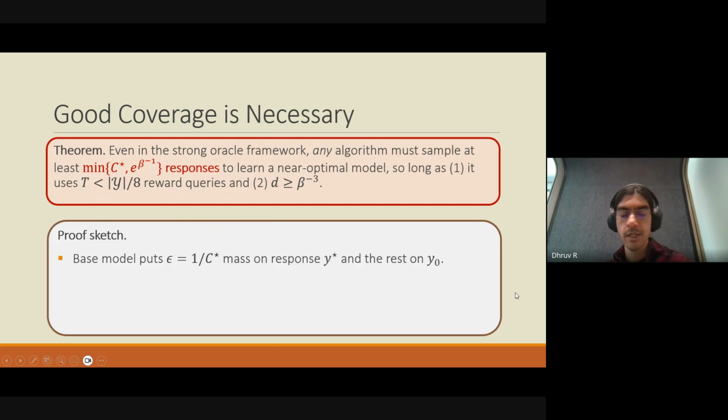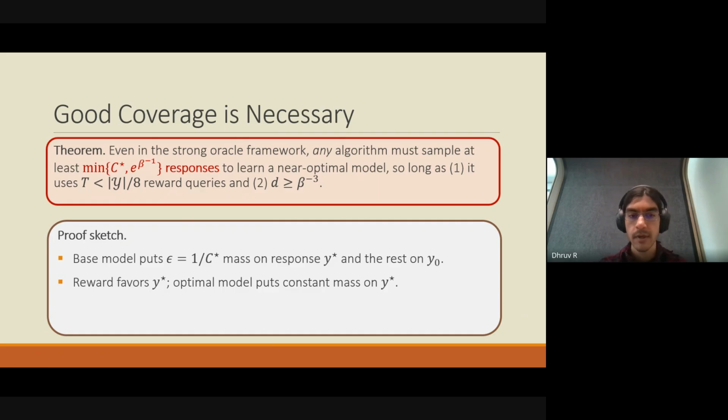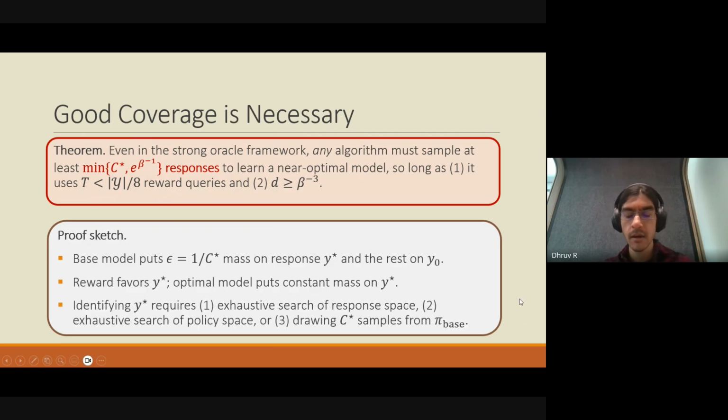The basic idea is just that you can construct an example where the base model is putting very, very small mass on some response Y star, and the rest on some null response. And you can construct a reward that favors Y star heavily in such a way that the optimal policy is going to put a constant amount of mass on Y star. And then there's just nothing you can do. You have to find Y star, but the only ways you can do it are either exhaustively searching the space of responses, or exhaustively searching the space of policies, or drawing enough samples from the base model that you see this response Y star. And that's basically the sketch of the proof.